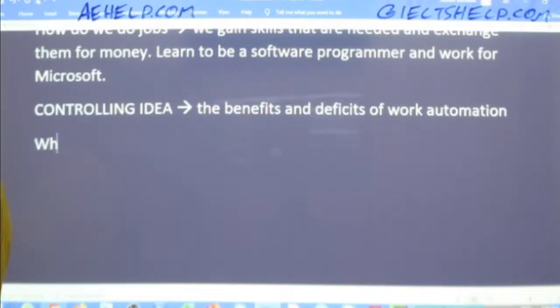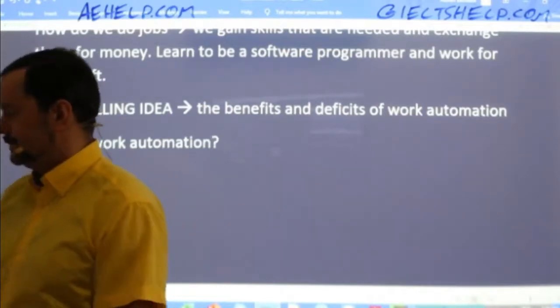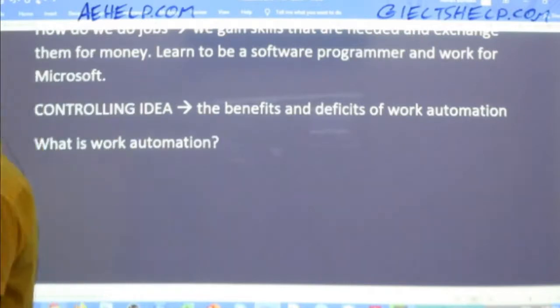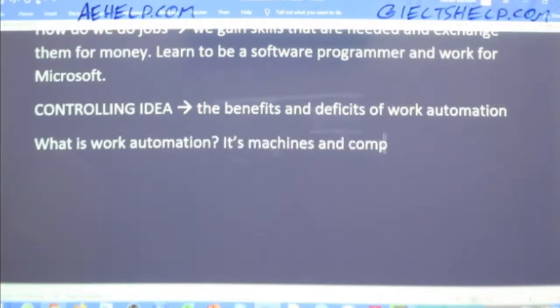What is work automation? Let's ask that question. Okay. So I think the obvious answer that a lot of you are thinking of right now is, well, Adrian, as you said, it's machines and computers replacing people in their jobs. Now, let's take the jobs one step further.